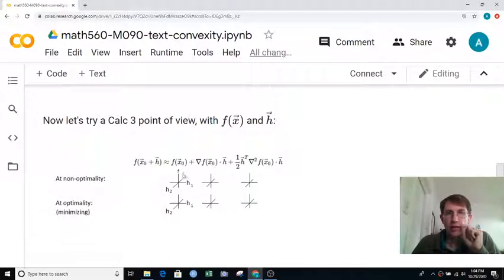So now let's be clear about our axes. h is a vector. Here's the first component of h going this way. Here's the second component of h kind of coming out of the screen or into the screen.